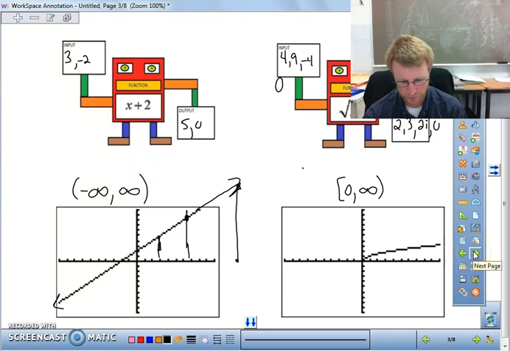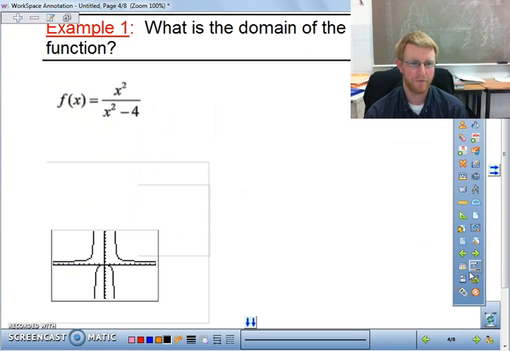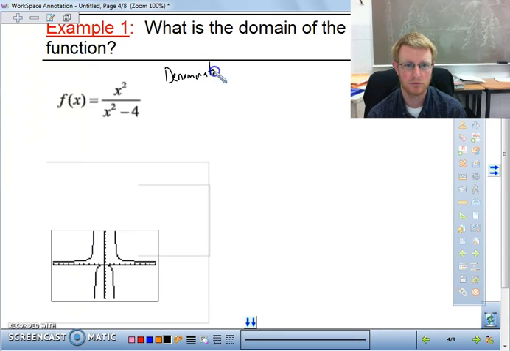Okay, let's continue on with this. What about a function like this? Well, now it's getting a little bit more complicated because we have to understand things about different functions. Here we have a fraction, and what do we know about fractions? Hopefully, we understand that our denominator cannot equal 0. That will give us an error, an invalid output.